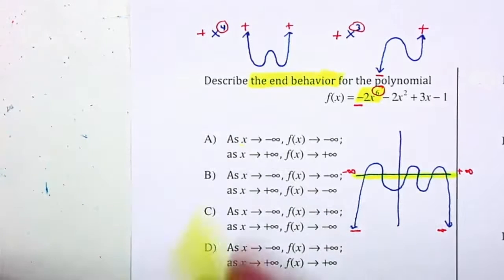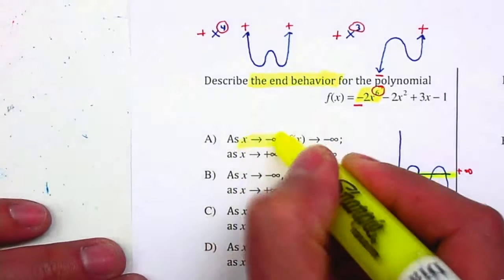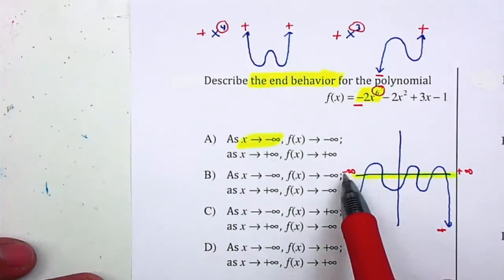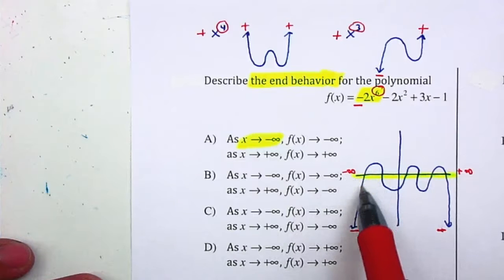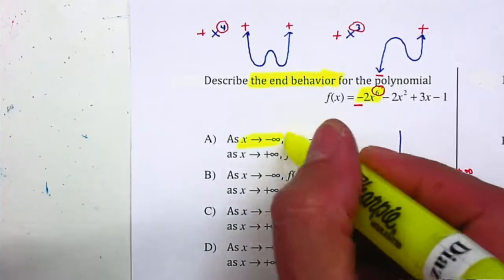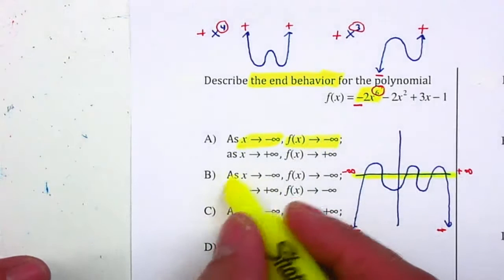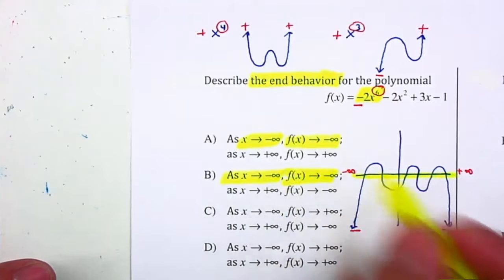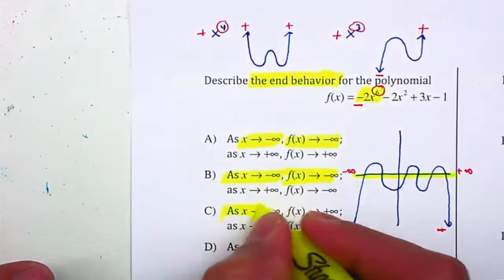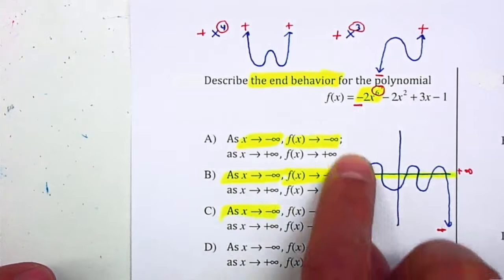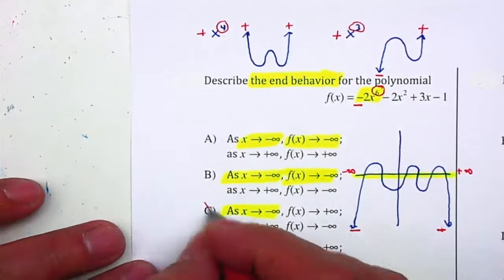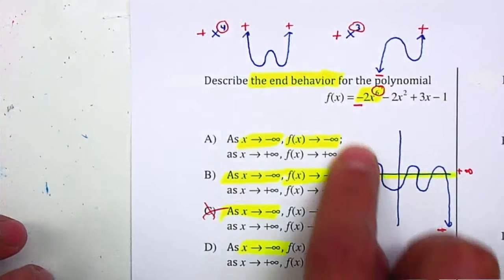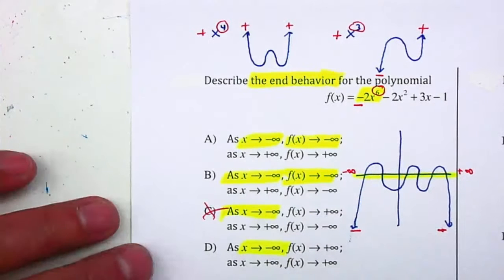So they ask you, as x approaches negative infinity, that means on the left-hand side, this is your x-axis, as it approaches negative infinity to the left, what's happening to the function? The function is going to negative infinity. So that one's fine. As x approaches negative infinity, f of x is going to positive infinity? No, that's not it. As x approaches negative infinity, it's going to negative infinity. So that's incorrect.